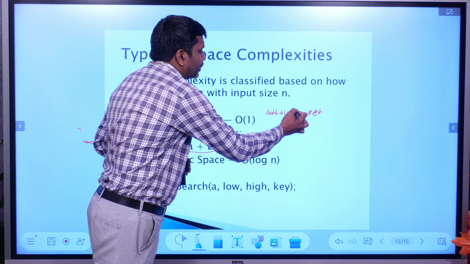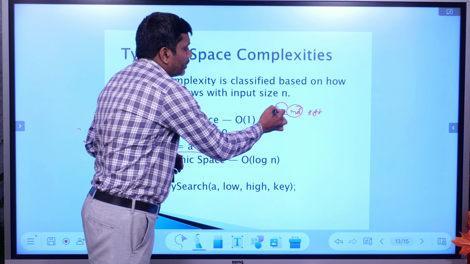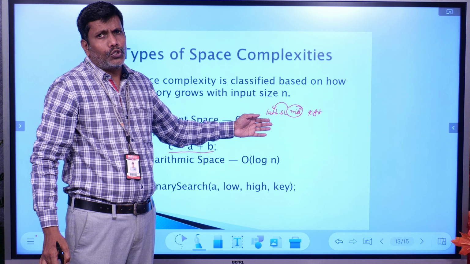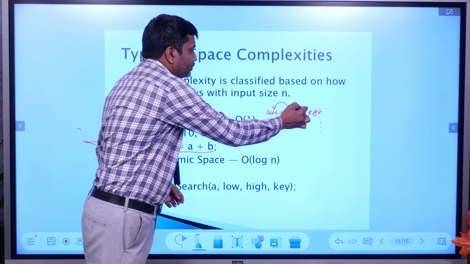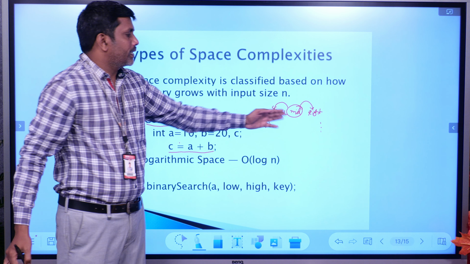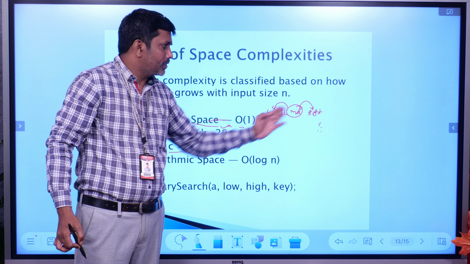If the search element is less than the mid element, what do we have to do? We have to divide the list into two parts, the left sublist as well as the right sublist. If it is greater than the mid element, go for the right comparison. Left sublist, right sublist.